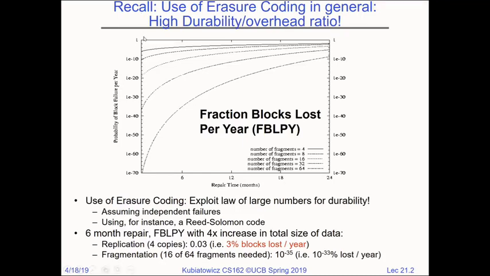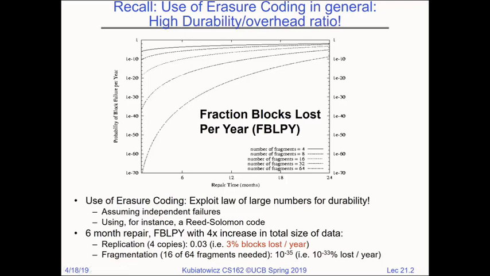The assumption is, for instance, if I've got some data, I copy it on 4 servers. That's this top line here, and the repair time on the bottom is the number of months I wait before I go out and make sure that I still have 4 copies. So every, say, 6 months I refresh my 4 copies to make sure there's always at least 4. Is everybody with me on that option?